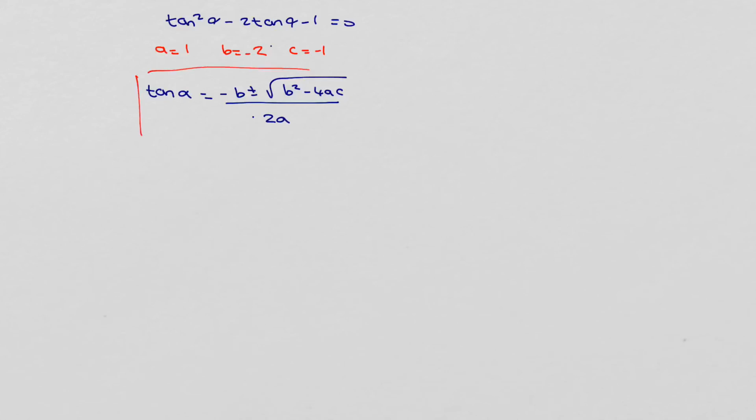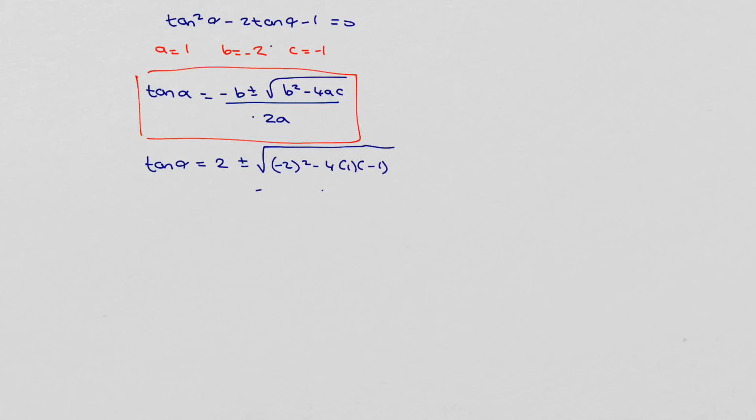So subbing into that equation our a, our b and our c, that gives me tan alpha is equal to minus minus 2, which is plus 2, plus or minus the square root of b squared minus 4 times a times c, and that's all over 2 times a. So subbing that into my calculator gives me 2 answers for tan alpha, and it simplifies down to give me 1 plus or minus the square root of 2.